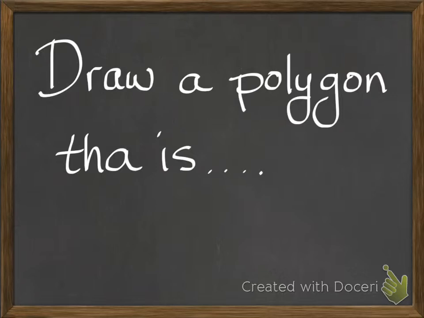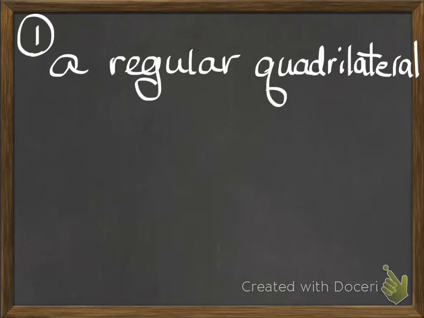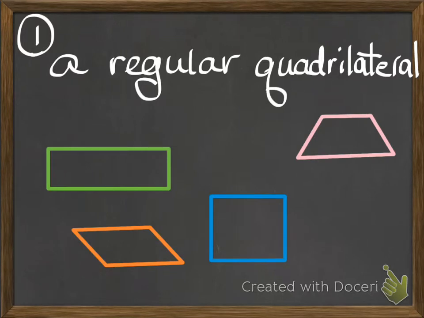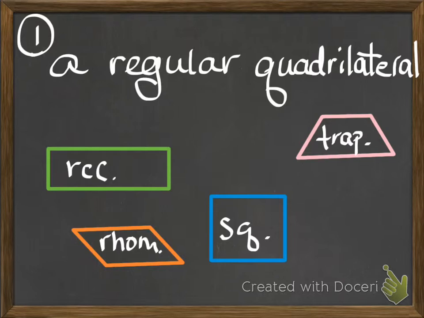All right. So now you're going to draw some polygons. Draw a polygon that is a regular quadrilateral. Okay, here are a few examples of regular quadrilaterals. A regular quadrilateral could be a rectangle, a square, a rhombus, or a trapezoid. These are all examples of regular quadrilaterals. Remember, regular means that they have same sides and angles that are shared between pairs, and a quadrilateral is a shape that has 4 sides.